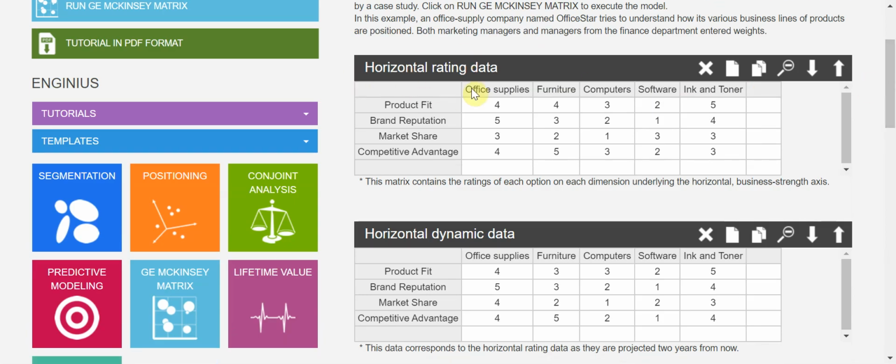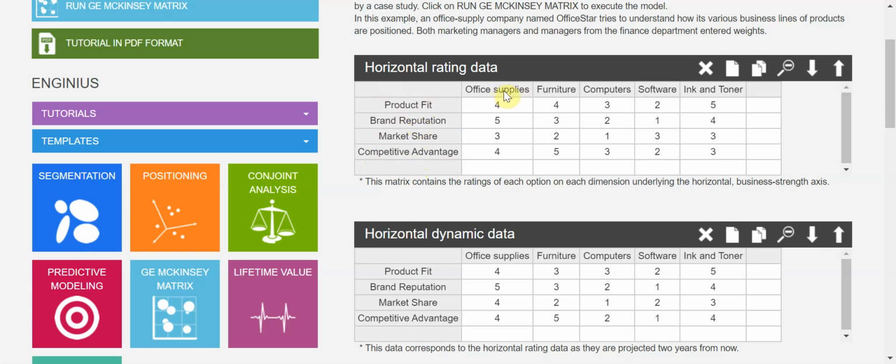First, the horizontal axis, horizontal data, is business strength, right? So this table is assessing business strength of the units of the company in terms of 4 different sub-factors. So to assess business strength, we can evaluate product fit, brand reputation, market share, and competitive advantage. So these 4 factors represent the business strength of the unit.